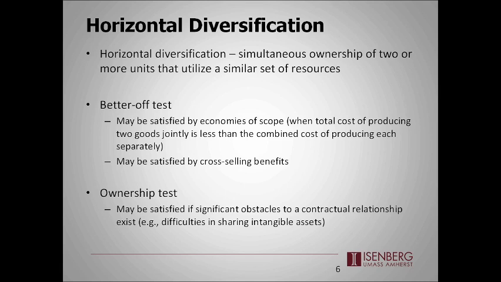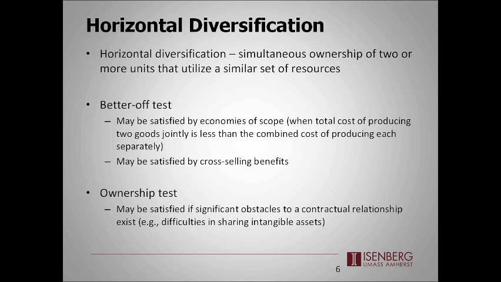With horizontal diversification, the Better Off test can be satisfied by economies of scope. This is when the total cost of producing two goods jointly is less than the combined cost of producing each separately. So a facility that manufactures both cars and trucks might have lower production costs through shared resources compared to the cost of producing each separately.